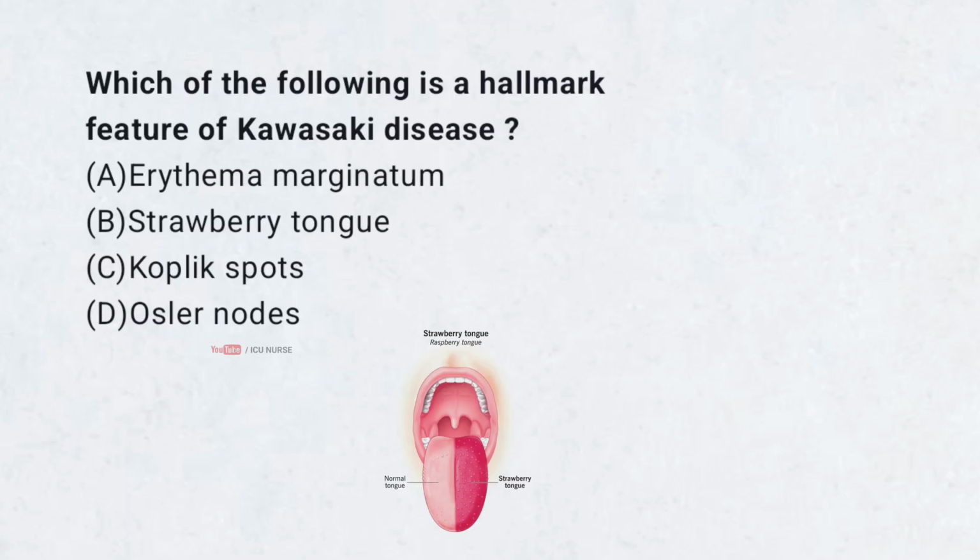Which of the following is a hallmark feature of Kawasaki disease? A. Erythema marginatum. B. Strawberry tongue. C. Koplik spots. D. Osler nodes. And the correct answer is B. Strawberry tongue.